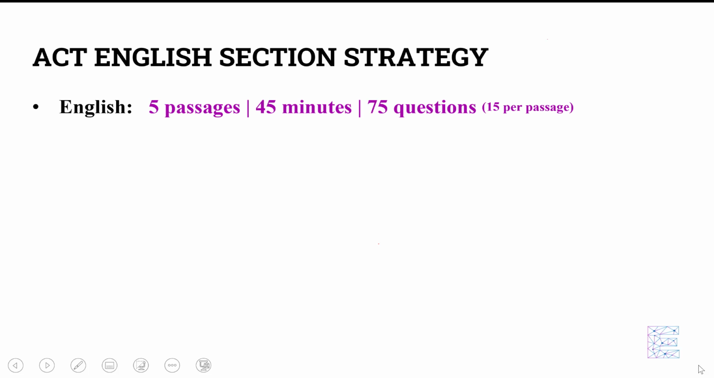First of all, understand that the ACT English section is going to have 5 passages. And with that comes 75 questions. That means each passage will have 15 questions. And you only have 45 minutes to answer all of these questions. I don't know about you, but I feel as though that's really unreasonable. It's an unreasonably short amount of time to go through 75 questions.